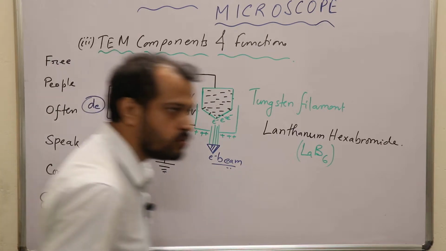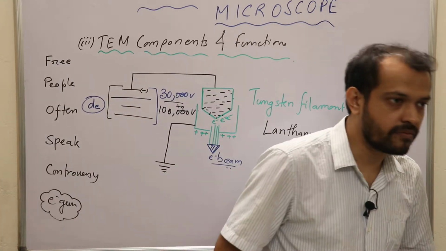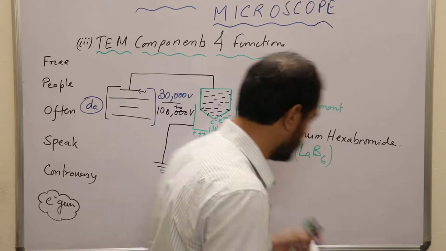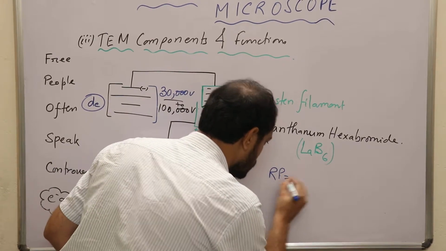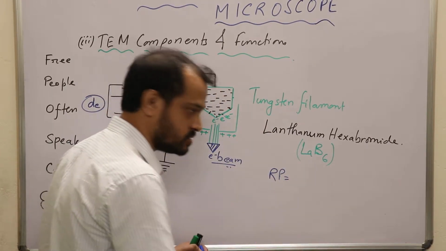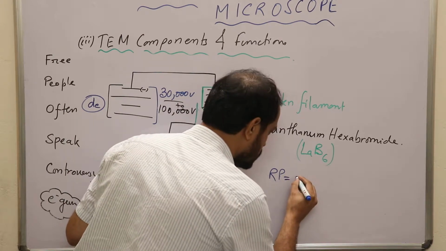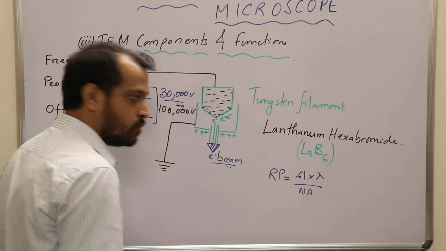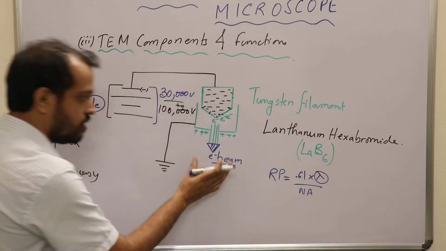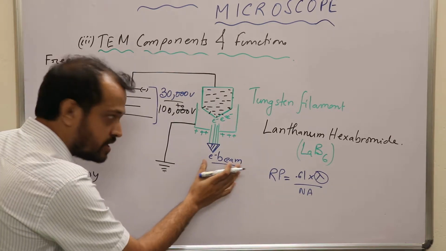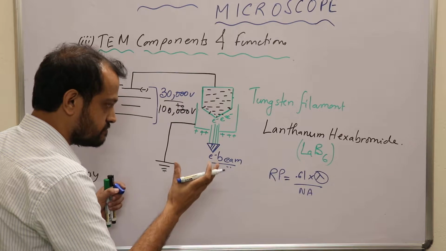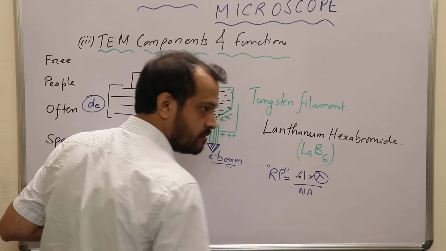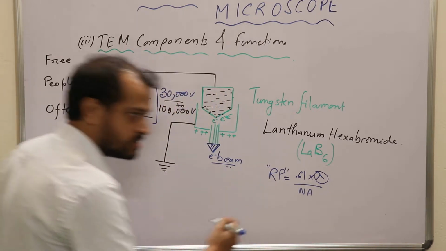Because we want to know the resolving power of the electron microscope. We will have a separate class on resolving powers of different microscopes, don't worry. Resolving power is equal to 0.61 times lambda divided by numerical aperture. We want to find out the lambda of this electron beam so that we can put the wavelength of this electron beam here and find out the resolving power. This is known as Abbe's equation.